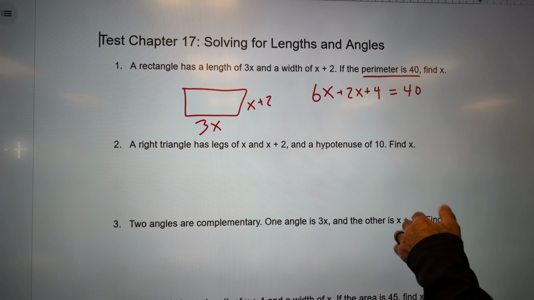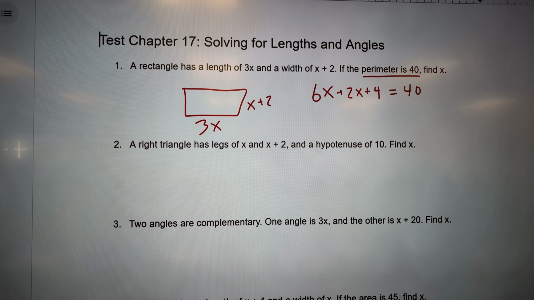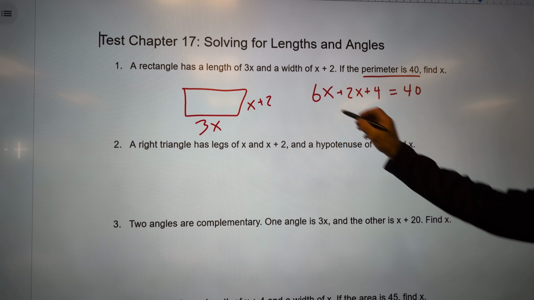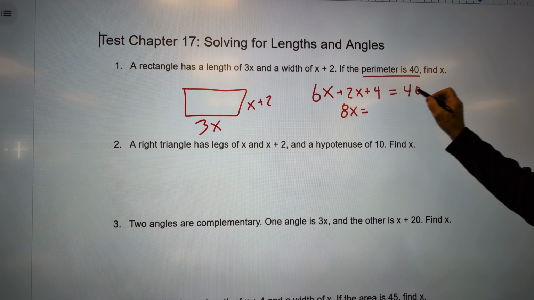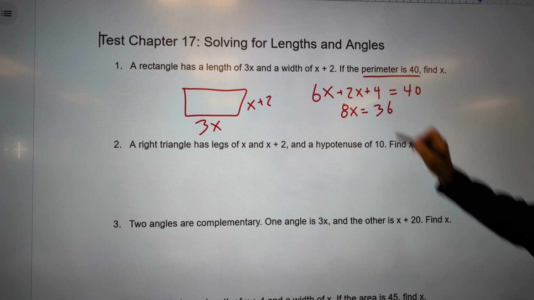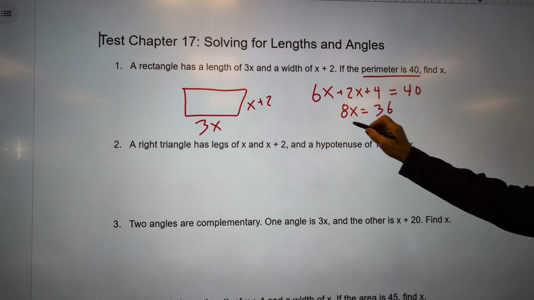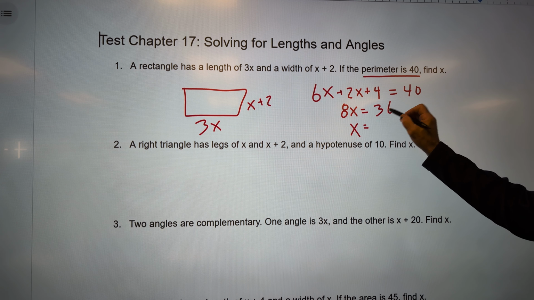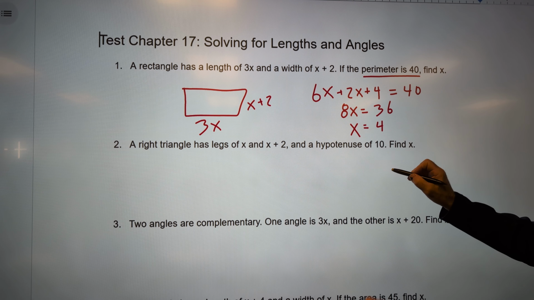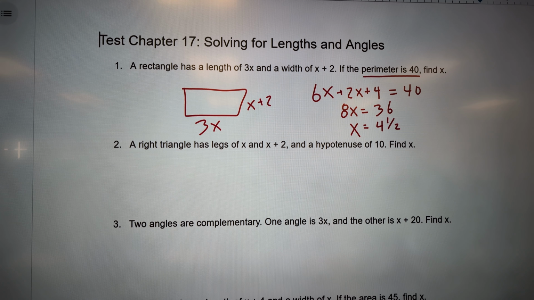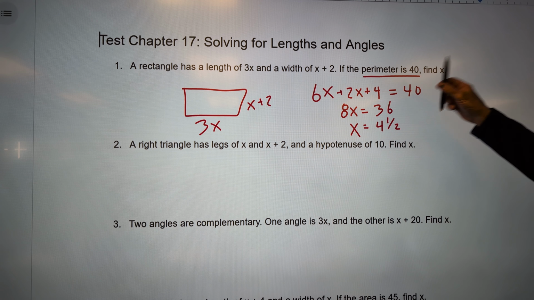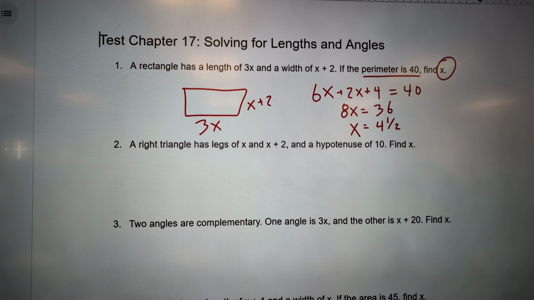Once we have our equation, we're combining similar terms and then isolating the variable x. This is 8x equals, subtract 4 from both sides, 36. x is equal to 4, goes in there at 32 with 4 left over. 4 and 4/8, that reduces to 4.5. Reread the problem. I am looking for the value of x. I have the value of x right there.